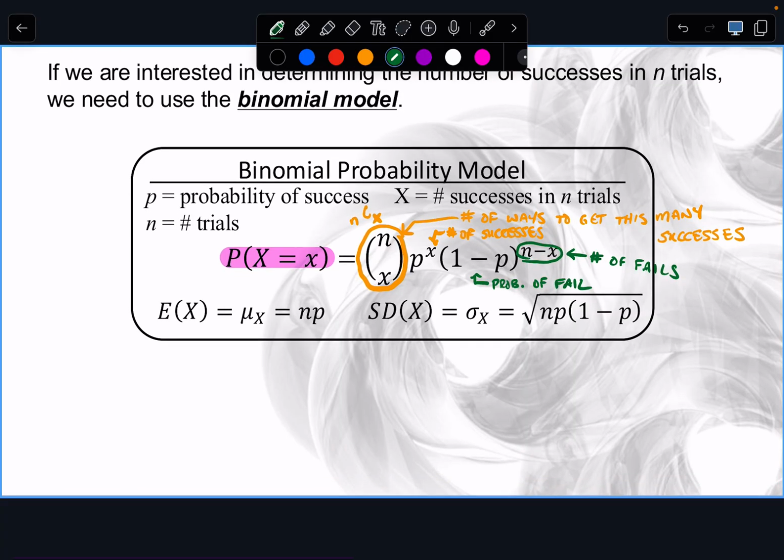Now, what's nice about this formula here is when we have the binomial setting, like I said, it simplifies a lot of those earlier processes we talked about in the first half of the unit. So think back to yesterday in our activity, when we calculated the theoretical probability that we win $1 in that dice game.